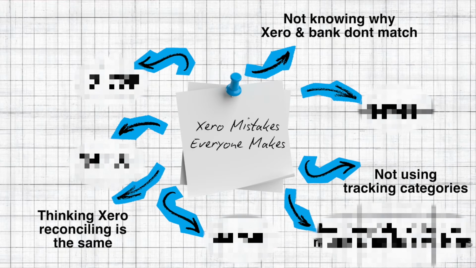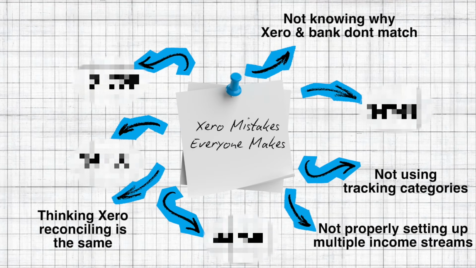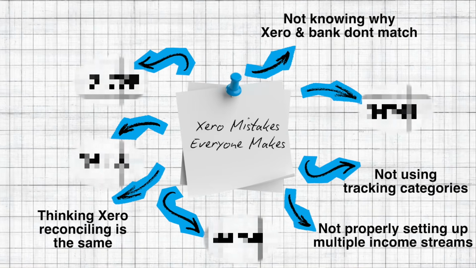The fourth mistake I see is not setting up multiple income streams properly, whether you're self-employed or you've got things like a lettings business. I've actually had several comments on previous videos which say, can I run my self-employed income and my lettings business in the same Xero? The answer is, just like with the previous question, if they are part of the same legal entity, yes, you can. If they are different legal entities, the answer is no.